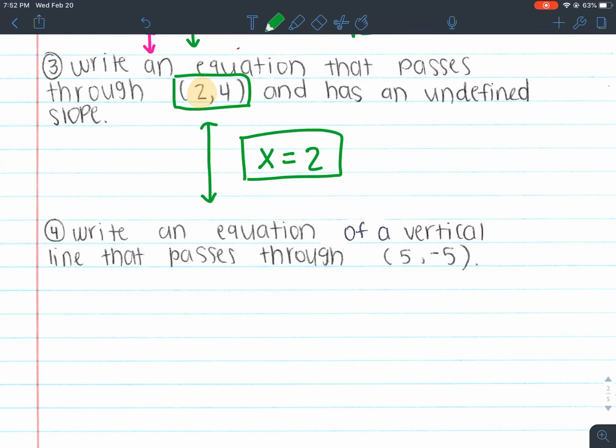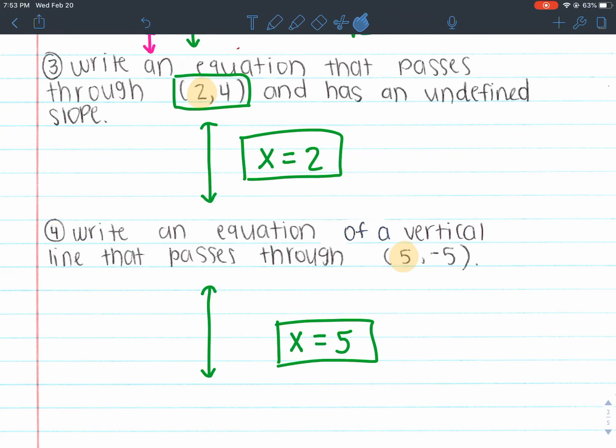All right. Number 4, it wants me to write an equation of a vertical line that passes through the point 5, negative 5. Again, I'm having a vertical line, so it's going to go straight up and down. And I want it to pass through the point 5, negative 5. I know that lines that are vertical have an equation of x equals, and so I want to look at my x value, which is positive 5. All right, so these aren't too bad.